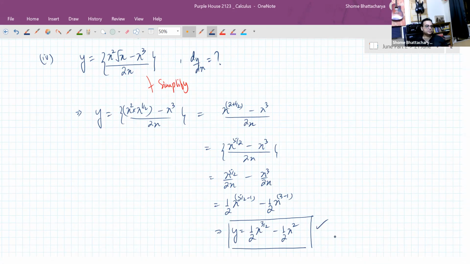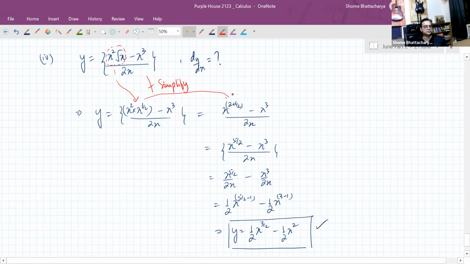So I have done each of the steps very clearly, so you can just understand them. Okay. So first this term x square into root x, we've written it as x square into x to the power half. So then it's become this. Then we have just divided by 2x for both the terms. So this is just the simplification. Now the actual step of differentiation happens.